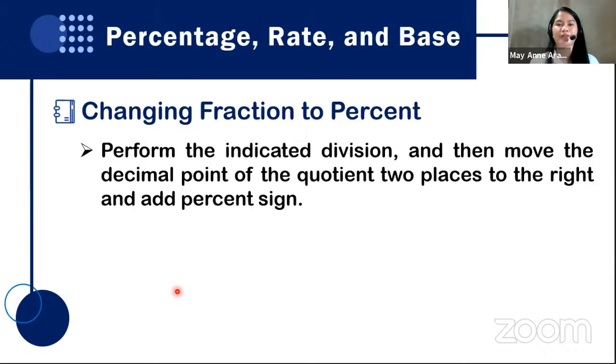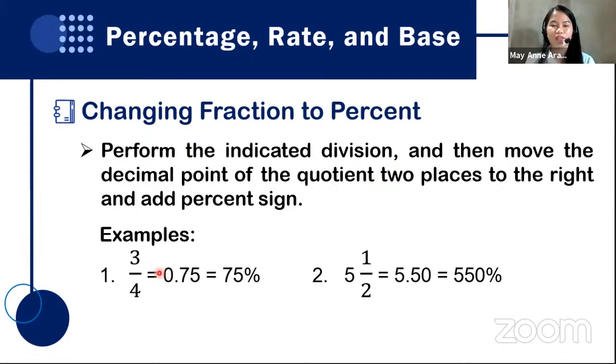We have changing fraction to percent. This is a lot easier. So perform the indicated division, just divide as usual, and then move the decimal point of the quotient 2 places to the right and then add the percent sign. So 3 divided by 4, so you have 0.75, and just convert this by moving the decimal point 2 places to the right. So you have 75%.